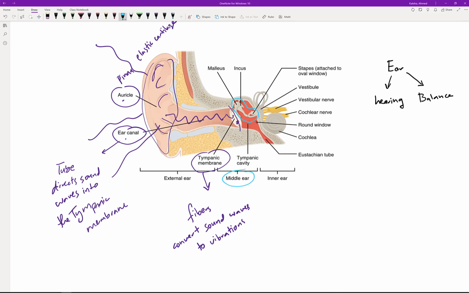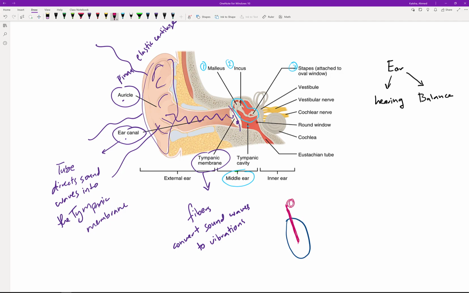So now we are talking about the middle ear. The middle ear basically is a hollow structure. So we have this cavity, and within this cavity we have three little bones that connect the tympanic membrane to the wall of the temporal bone of the skull. Those three little bones are the malleus, the incus, and the stapes. The malleus is attached to the back of the tympanic membrane. So if I draw the tympanic membrane like this from the back, I will find that the malleus is attached to the back of it.